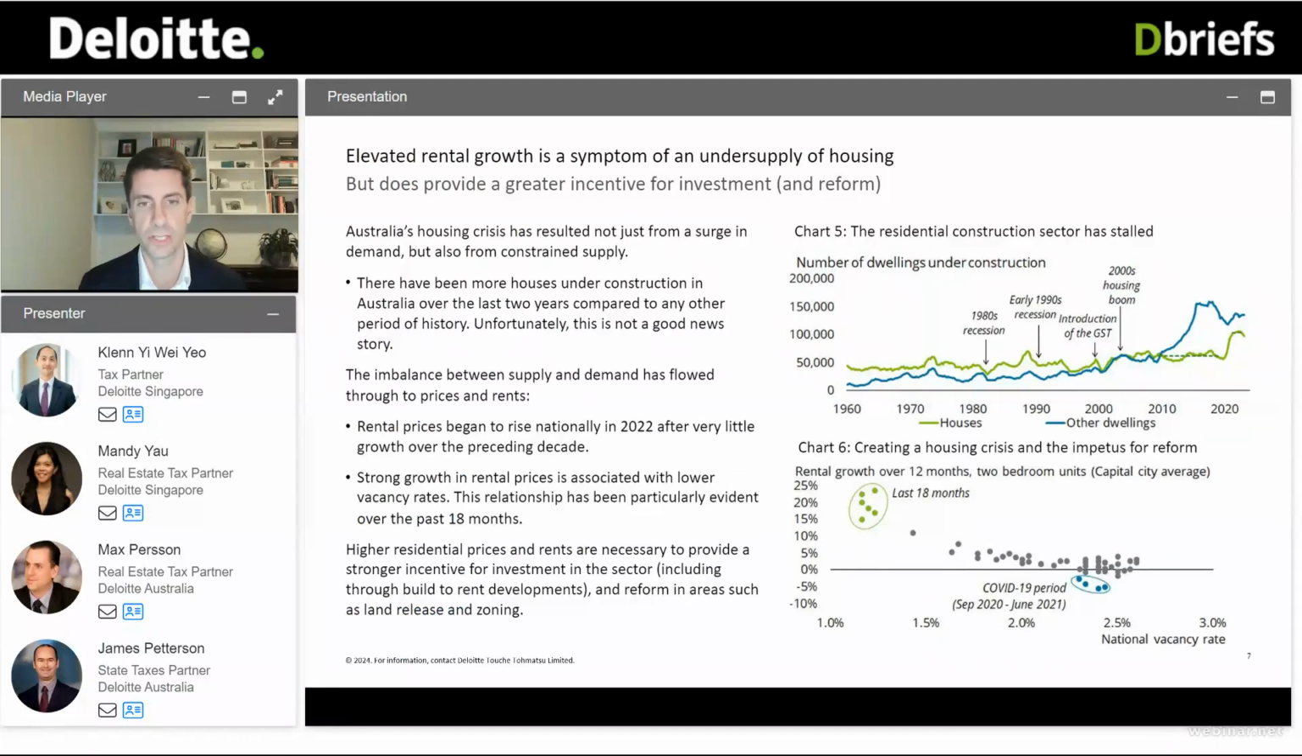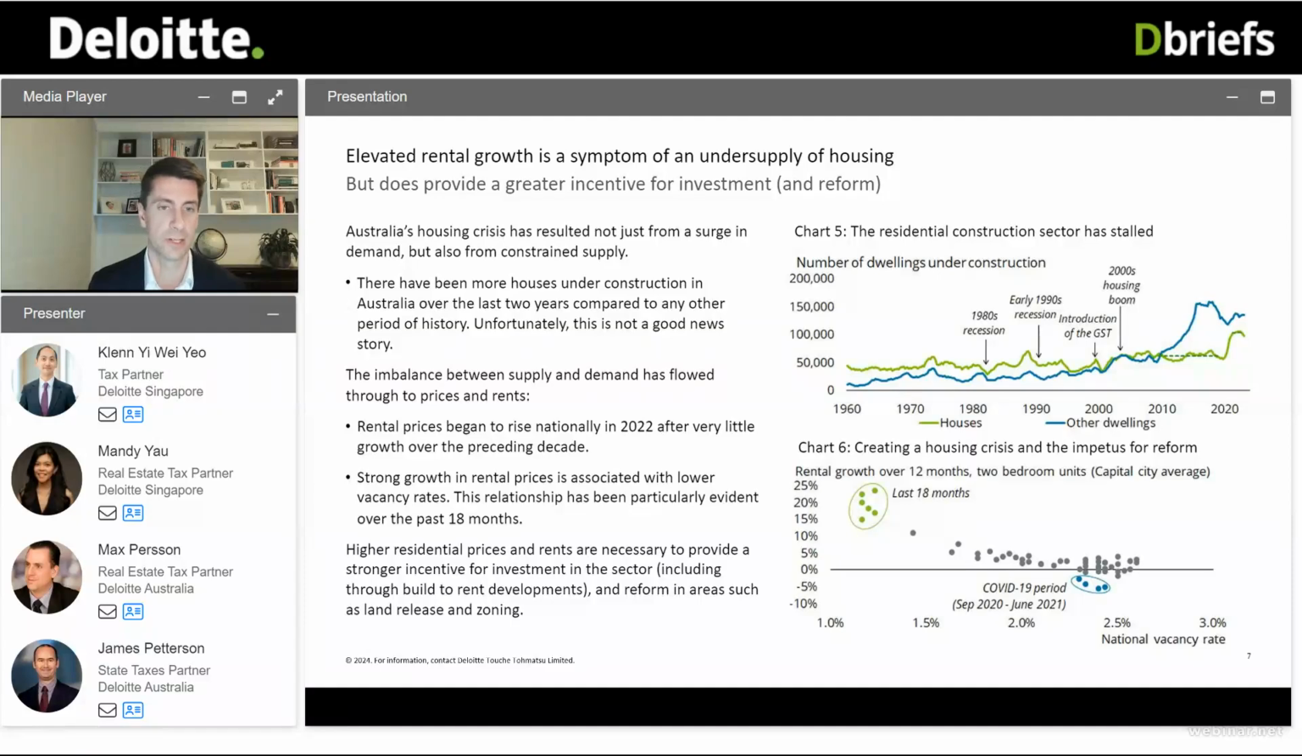We can see on this chart at the top here, chart 5, this shows the number of dwellings that are under construction in Australia at any one time over the past 60 years or so. The green line shows houses, detached houses, and you can see that most recently the number of detached houses under construction in Australia has been quite high relative to historical levels. In fact, the number of houses under construction has been at the highest levels we've seen in the past 60 years. Unfortunately, that's not a good story.